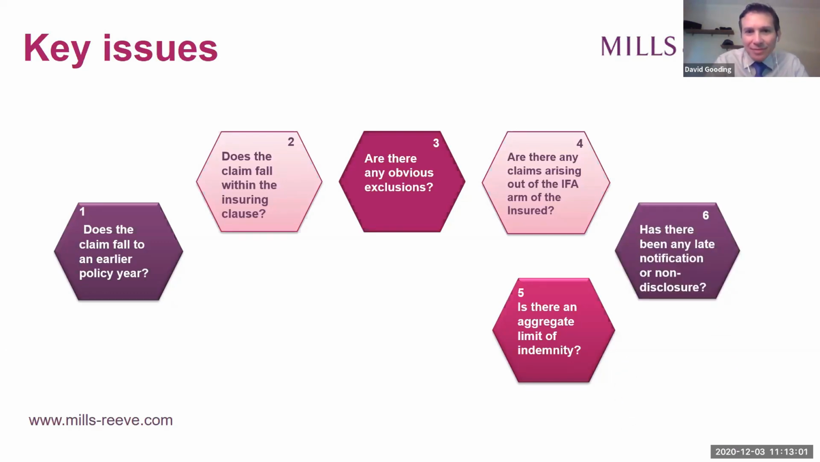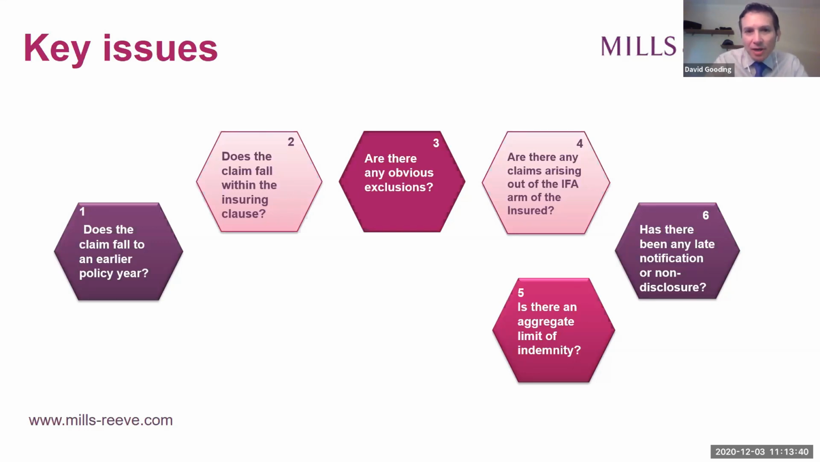Next one, this is really around remedies. So has there been any late notification or non-disclosure? And again, this is another example of the gold-plated policy, because there are very limited remedies available for insurers, either to avoid, rip up the policy for breaches of the insured's fair duty of presentation, or for breaches of the terms and conditions of the policy, like late notification. So as far as the Insurance Act is concerned, you can only avoid where there's been a fraudulent breach of a fair duty of presentation. You can't reduce the amount of cover available.